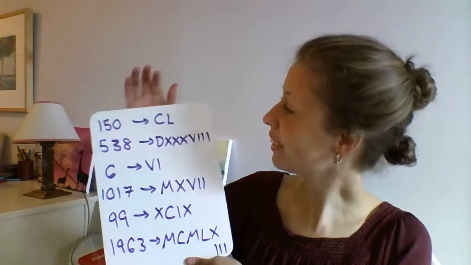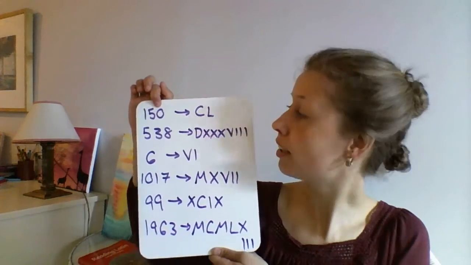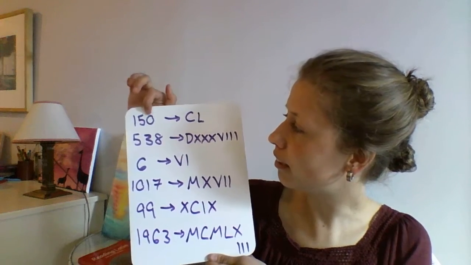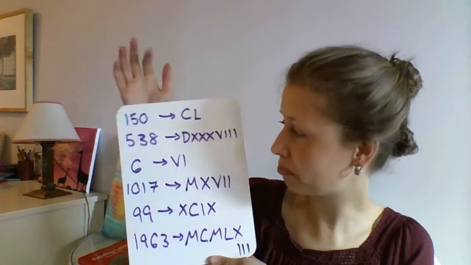So, here we have 150. So 100 is C and 50 is L, so you get CL, pretty straightforward.